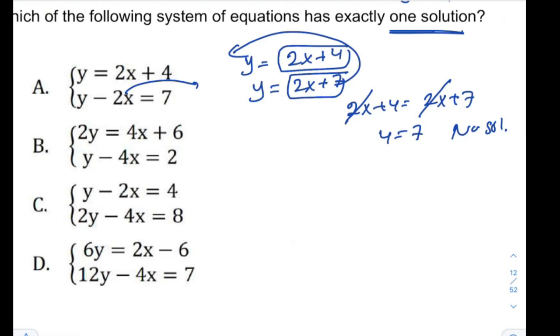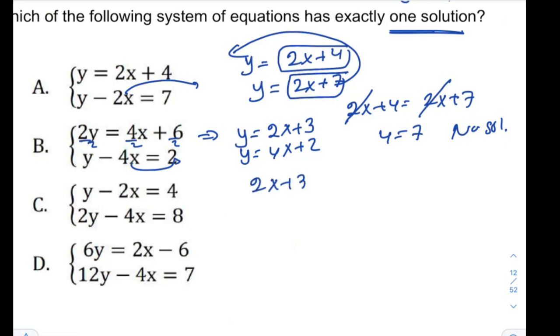But here, if you divide everything by 2, try to simplify whenever possible, the second one will be 4x plus 2. Put the 4x there. So this will be 2x plus 3 is equal to 4x plus 2. It's very obvious that you are not eliminating the x. If you solve, you will have one solution. So no need to solve. Directly you stop here, and that's all.